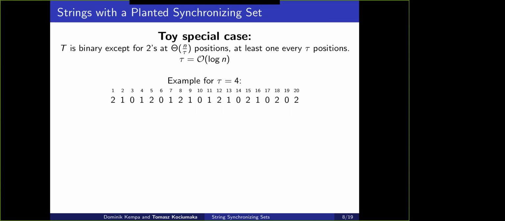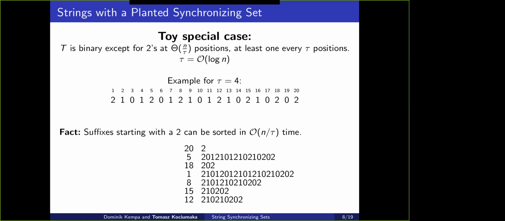So how can we use this planted synchronizing set? What could we do when tau is small? Well, it turns out that you can efficiently construct what we call synchronizing suffixes, which are just suffixes starting with a 2. So here is a list of those suffixes. And what we would like to compute is this sparse suffix array, essentially. So the sorted list of those suffixes, of course, represented by their starting positions.